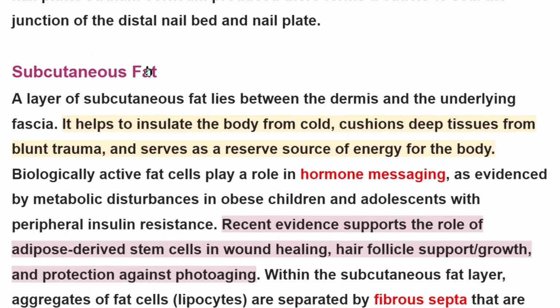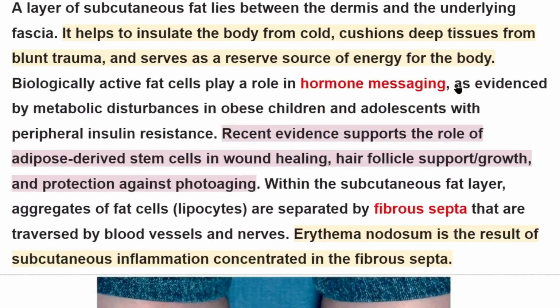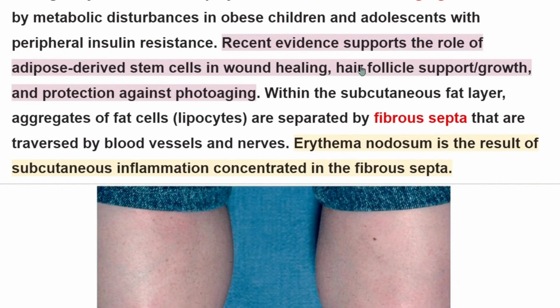Subcutaneous fat, or hypodermis. A layer of subcutaneous fat lies between the dermis and the underlying fascia. It helps to insulate the body from cold, cushions deep tissues from blunt trauma, and serves as a reserve source of energy for the body. Biologically active fat cells play a role in hormone messaging, as evidenced by metabolic disturbances in obese children and adolescents with insulin resistance. Recent evidence supports the role of adipose-derived stem cells in wound healing. Hair follicles support growth and protection against photoaging.